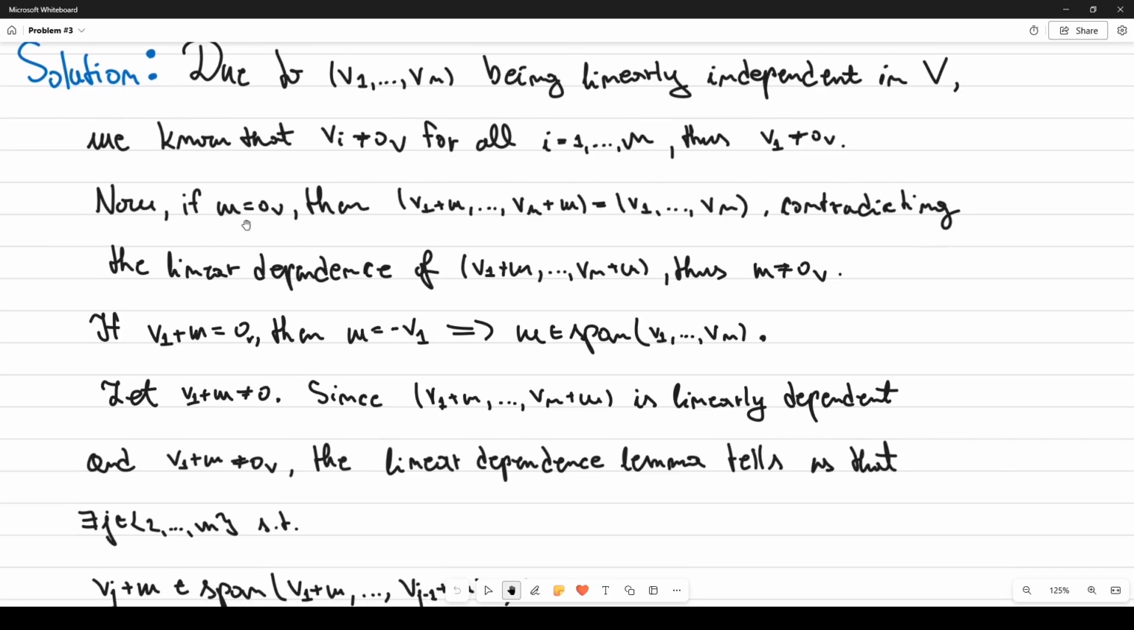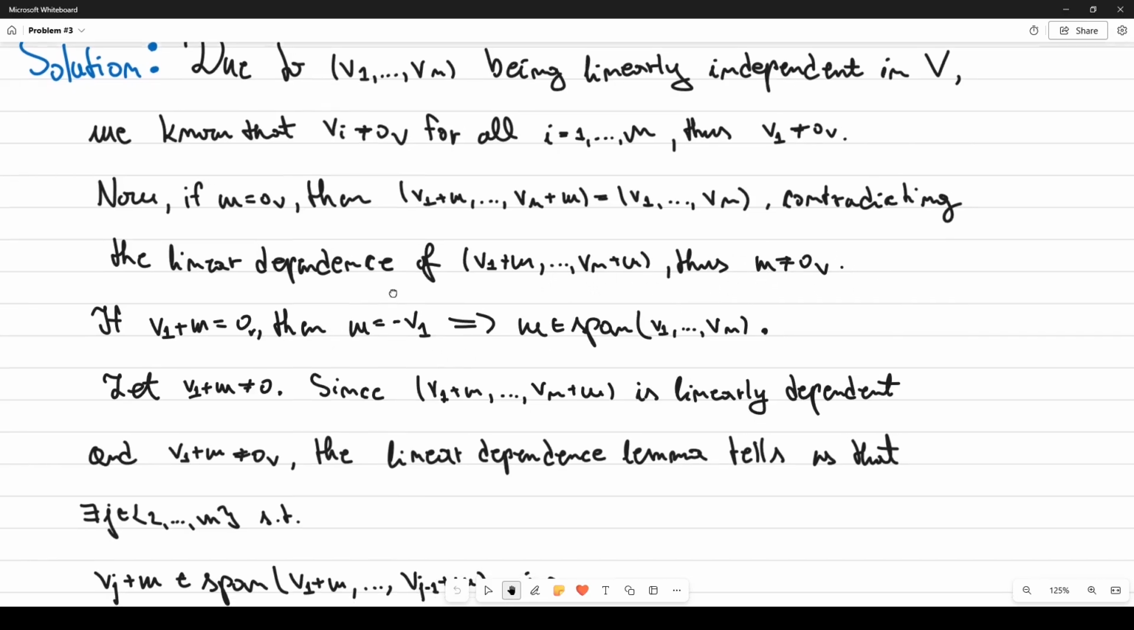Now, if W is the 0 vector, then this list over here would just equal our original list, contradicting the linear dependence of this list. So if we want this list to be linearly dependent, then W cannot be the 0 vector, so we know for certain that W is not the 0 vector.